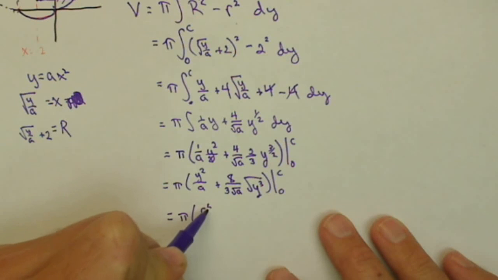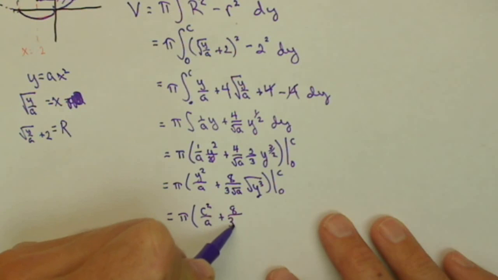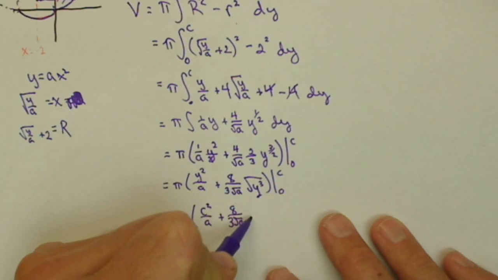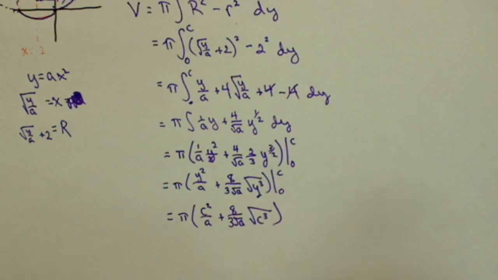So pi times c squared over 2a plus 8 over 3 square root of a times the square root of c cubed. And there's our final answer.